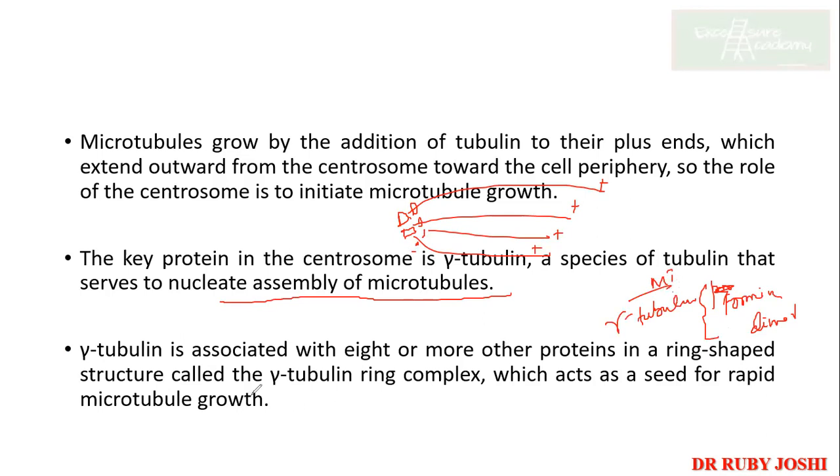Now, gamma tubulin is associated with 8 or more other proteins in a ring-shaped structure called the gamma tubulin ring complex, which acts as a seed for rapid microtubule growth. So if you see, there are certain capping proteins onto which your gamma tubulin is present. On this, the alpha beta tubulin molecules come like this. 13 will come, and 13 protofilaments will form like this. Okay? So that's how your microtubules are formed.